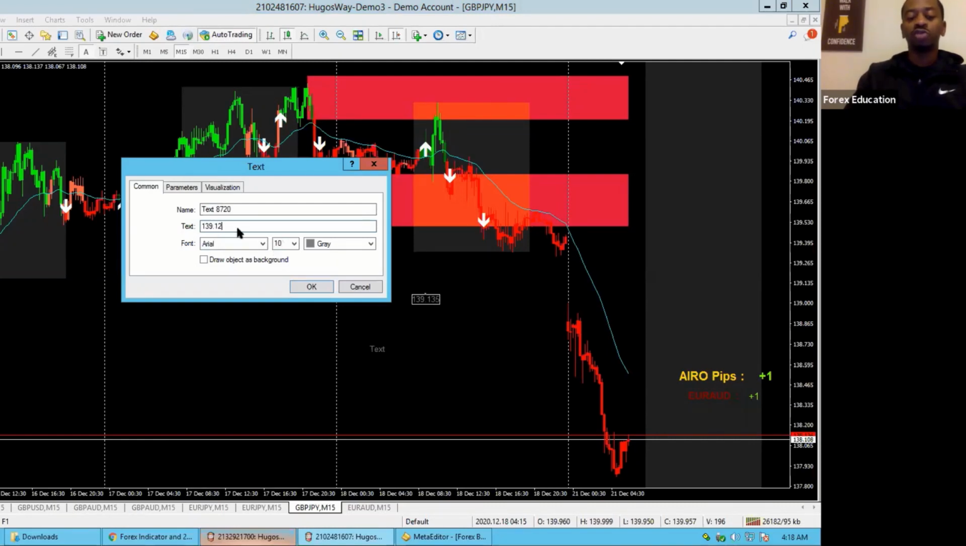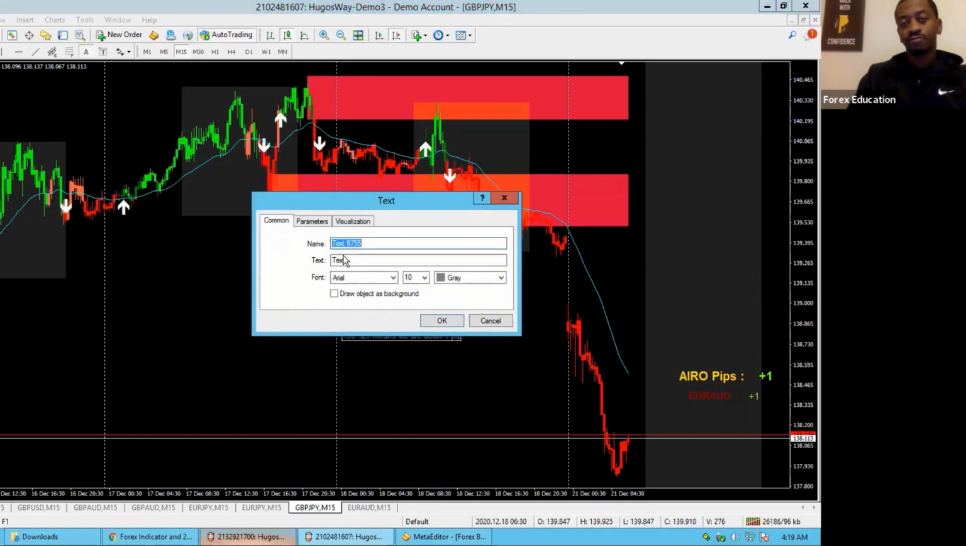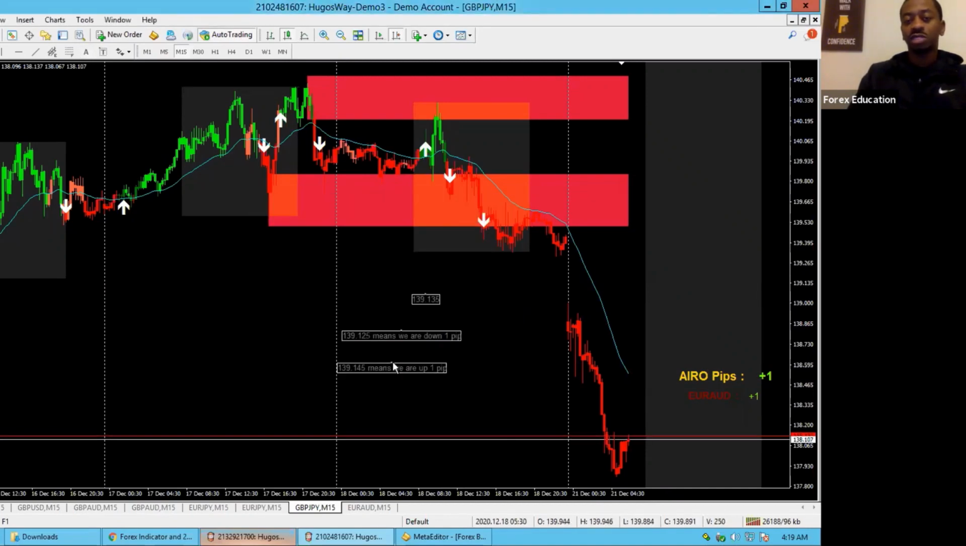So 139.125 means we are down 1 pip. 139.145 means we are up 1 pip. That's how you count it. It's always going to be the second digit after the decimal place or the 4th digit. 2 or 3 numbers, use the second number. 4 or 5 numbers, use the 4th number.